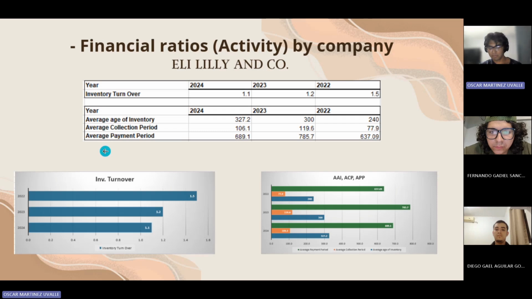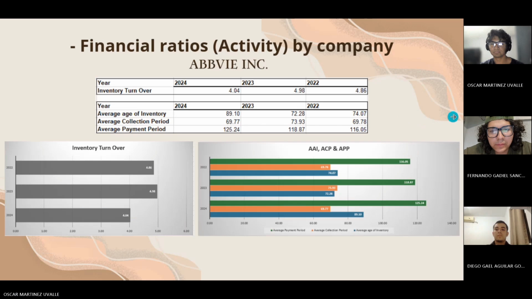Then we have the average collection period, which is basically the number of days that it took the firm to collect all the revenues from the sales. And then we have the average payment period, which is the average days that it took the company to pay its suppliers. As we can see here on the chart, there's a really huge difference between the average collection period and the average payment period, but in a good way, because the average payment period is bigger than the collection period, which indicates that it took the firm more time to pay its suppliers than it took to collect from its customers.